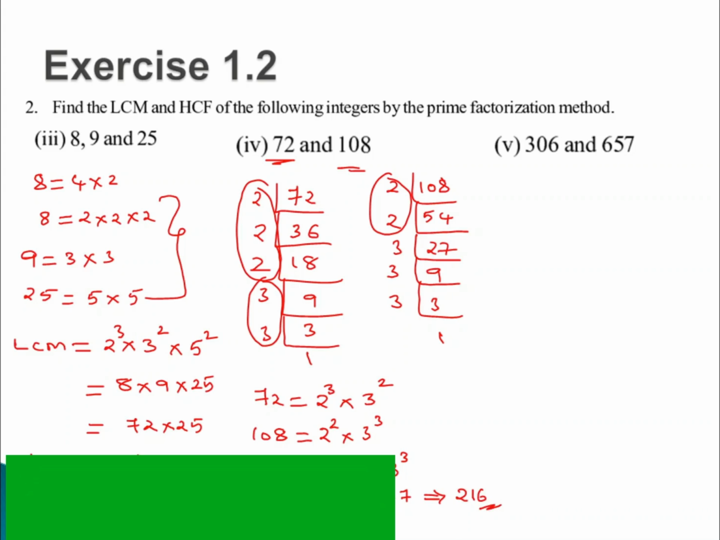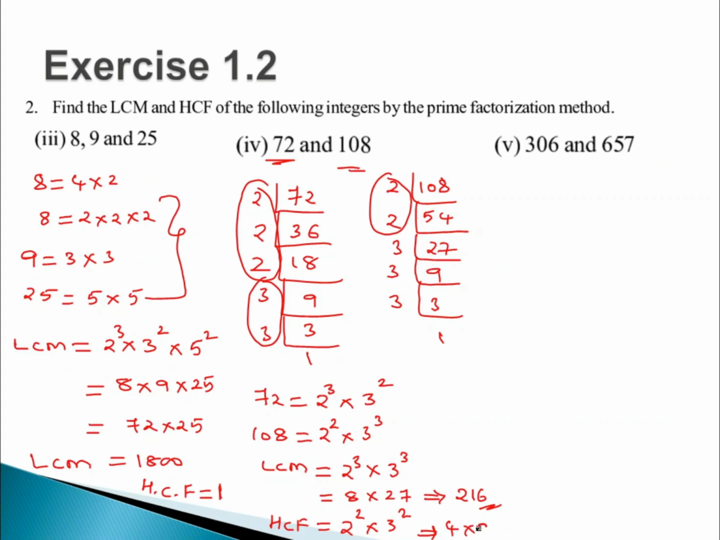So let us look at the HCF then, the highest common factor. I can write here 2 square, I can write here 3 square, isn't it? So this can be written as 4 into 9. So this is 36 as your answer.